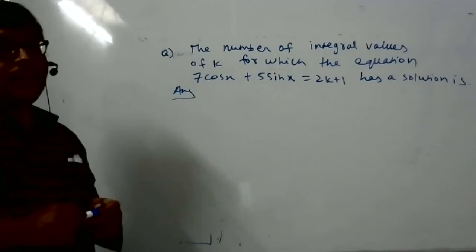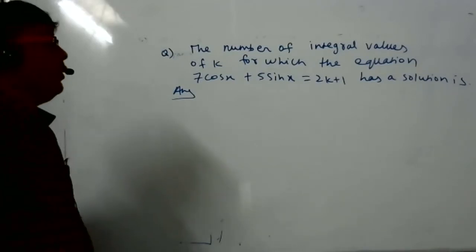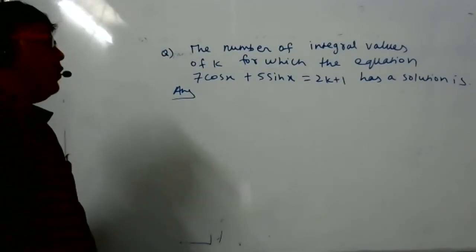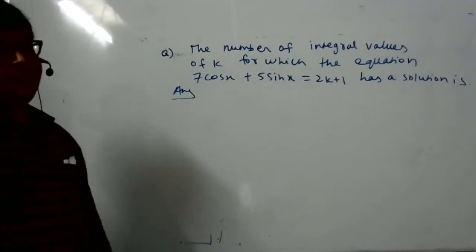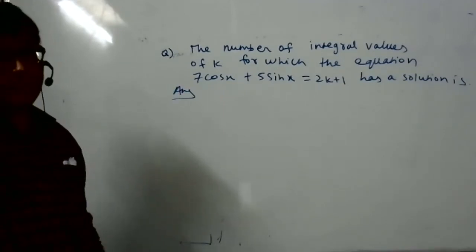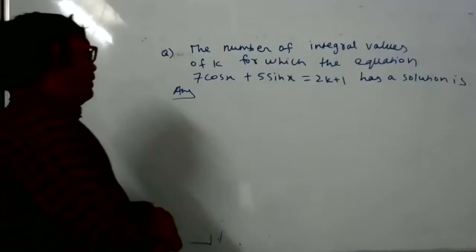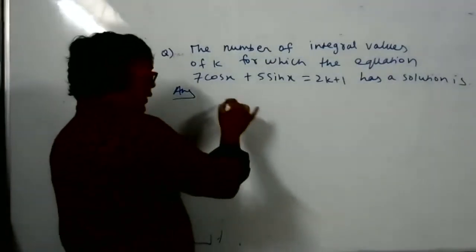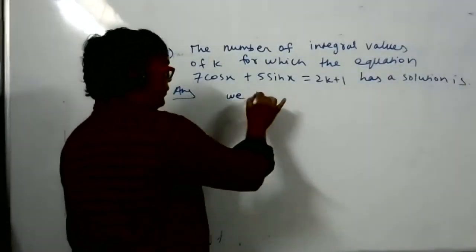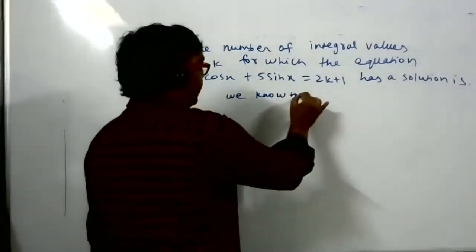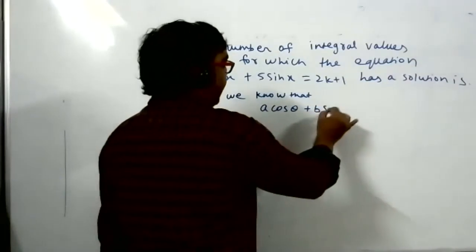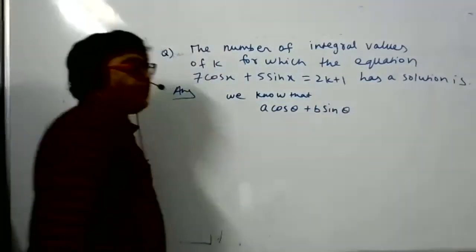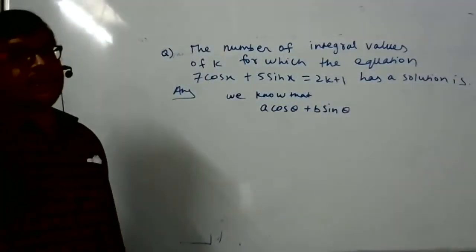Anybody can tell me how to proceed for this question? For how many integral values of k, integer value, this equation has a solution? Not what is the solution. Sir, we should use maximum and minimum values. Excellent, he's telling correct. Actually, there's no need, but we know that. What do we know? We know that, girls, a cos theta plus b sin theta. What is the minimum and maximum value of a cos theta plus b sin theta?